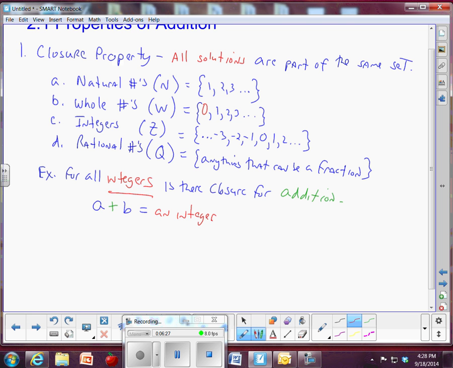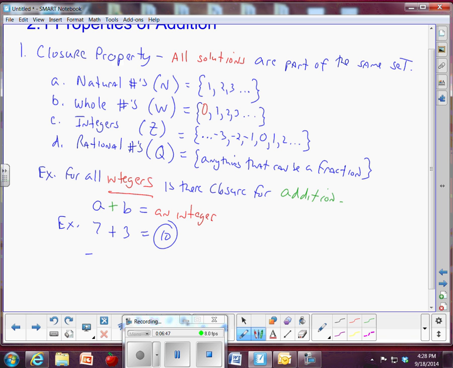For example, and again, if you can find one thing that doesn't work, then it's not closure. It has to work for every single possibility. But for example, 7 plus 3. Does the answer give you an integer? Is 10 an integer? Yes. Okay, it works.